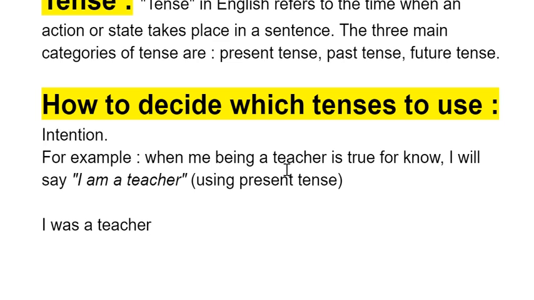What about me being a teacher true in the future? Well, you could just simply use future tense. So my sentence will become, I will be a teacher. Yeah, my explanation is overly simplifying, but at least you get the concept. Okay? Alright, let's continue.